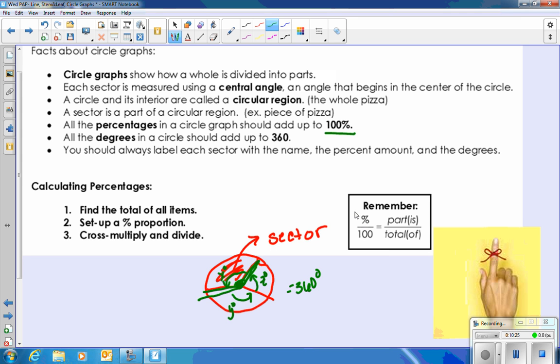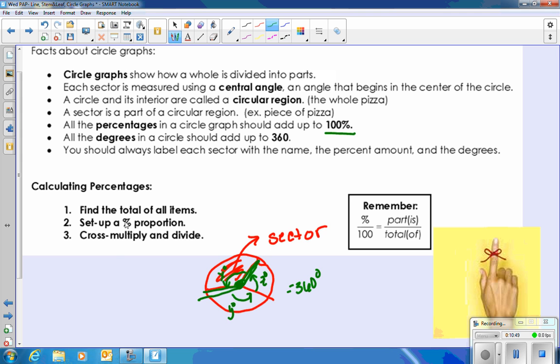So a percent, say it's 30% compared to the whole 100%, would be a part, some other part, equal to some other part of the circle compared to the total part of the circle. So for instance, you could have the percent compared to 100 and some degree compared to 360, as long as the total is always on the bottom.